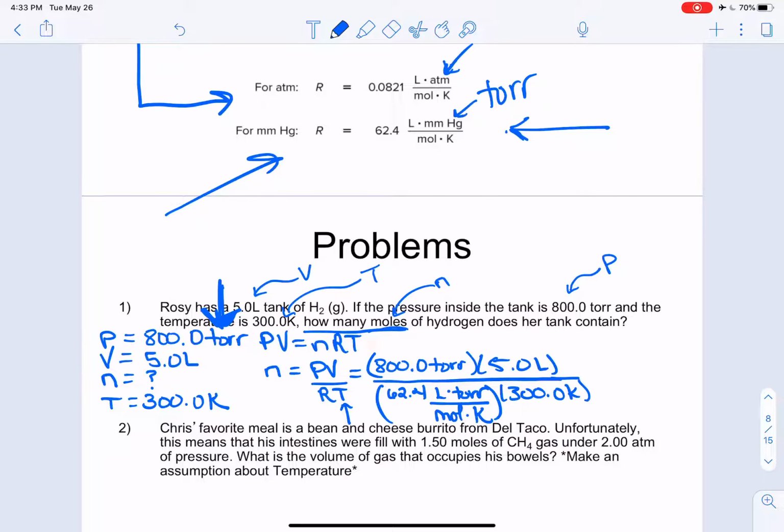And then we look for things that cancel out. So we've got a torr on the top and bottom. We have liters on the top and bottom. We have Kelvin on the top of the bottom and on the bottom of the bottom. And so those cancel out. And we have a mole on the bottom of the bottom. And that means it gets a ticket where? On the train to the top. So we're going to have moles on the top.